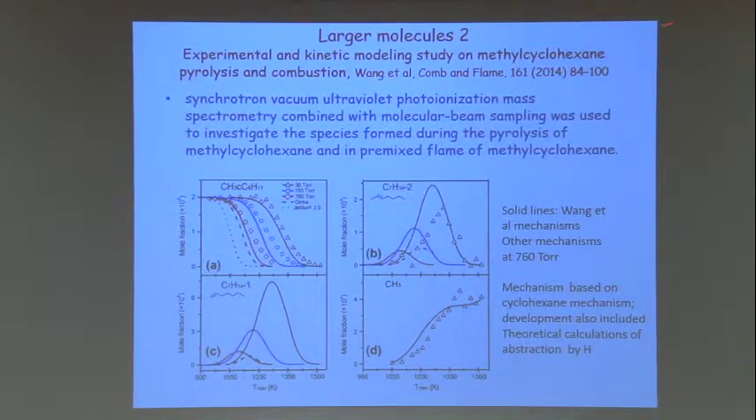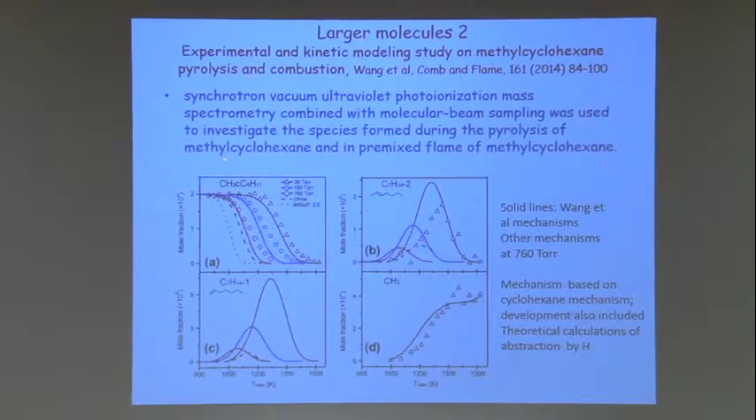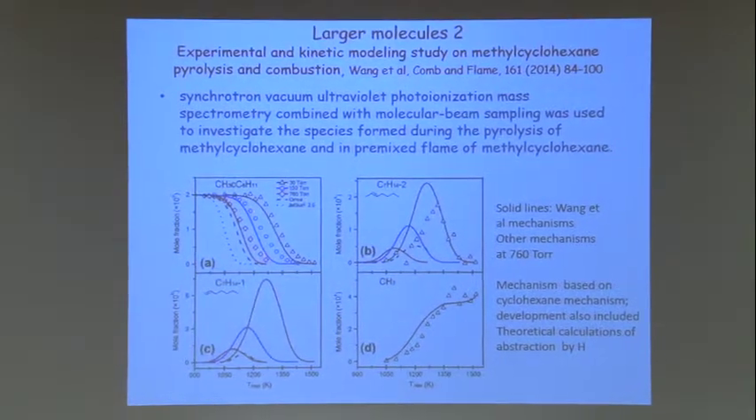So this is methyl cyclohexane, going up one, again using synchrotron radiation, and these are the determinations in this case. The mechanism is based on the cyclohexane mechanism, and development included theoretical calculations of abstraction by H. So not only have they used these determinations, they've also used theoretical calculations to improve the mechanism.